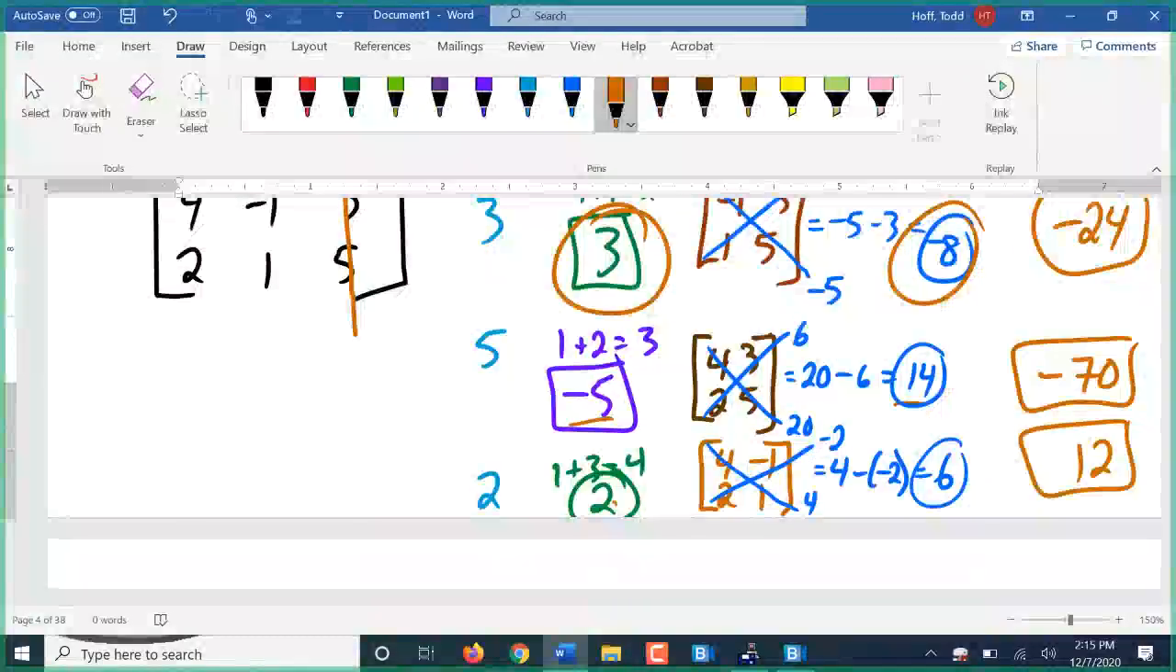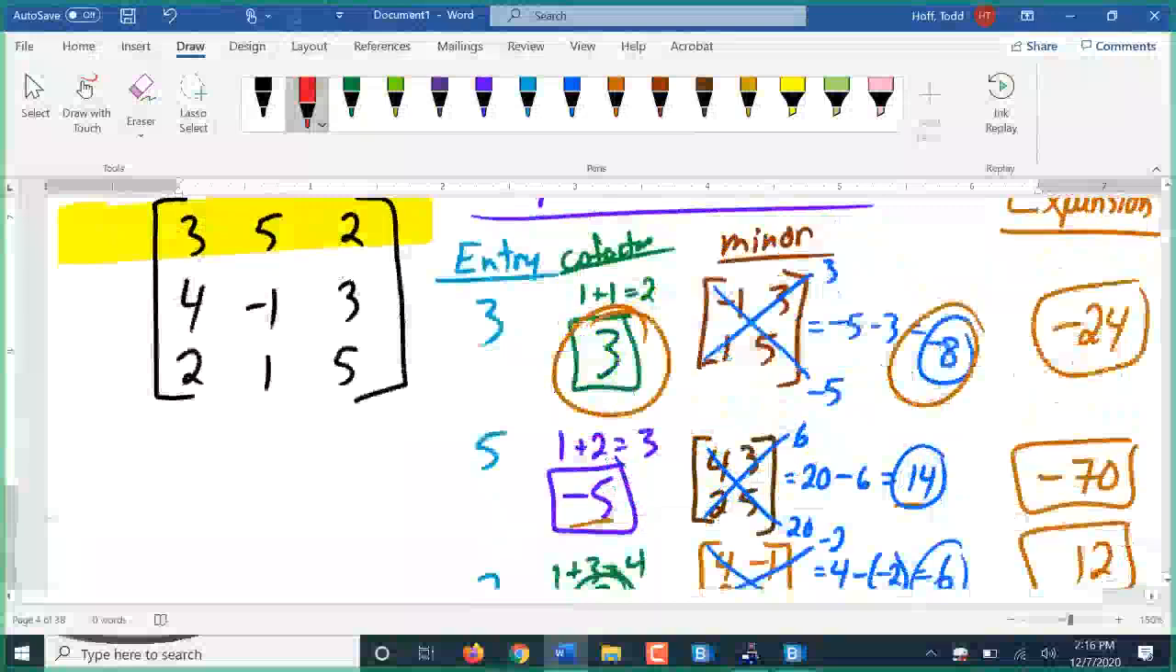And I'm going to add those three numbers. Negative 24 plus negative 70 is a negative 94. Plus 12 is a negative 82. That gives me a determinant of negative 82. Well, you might be thinking, but why did I choose the top row? There really wasn't a good reason.